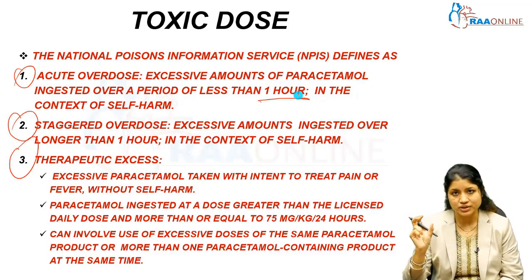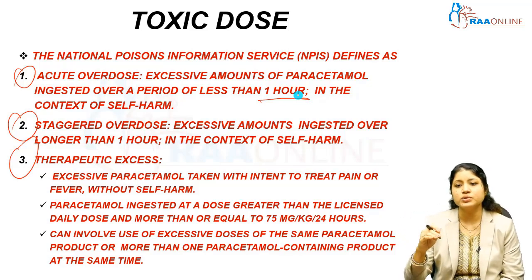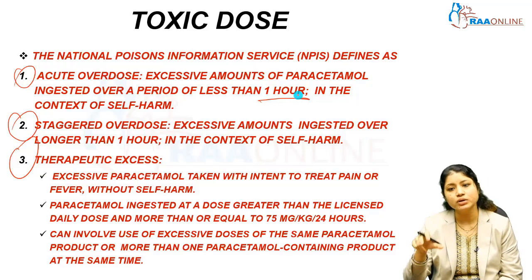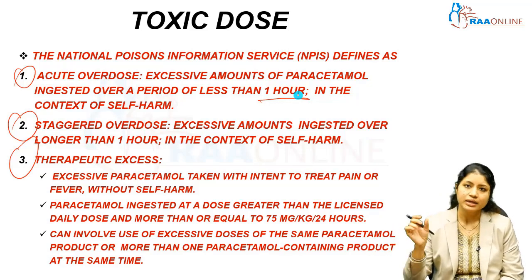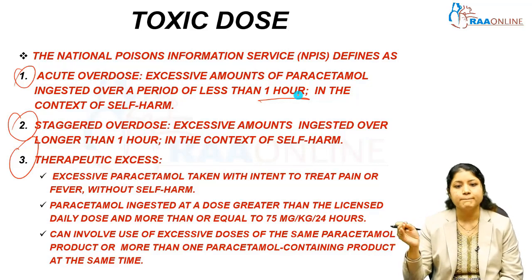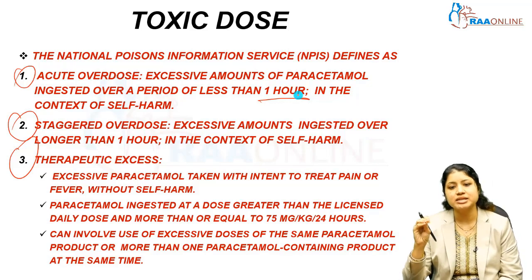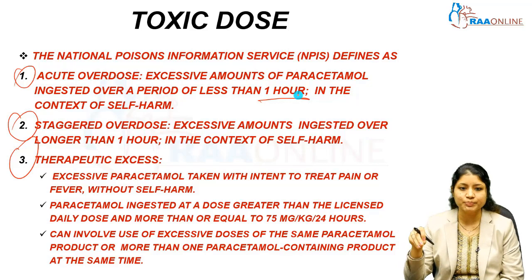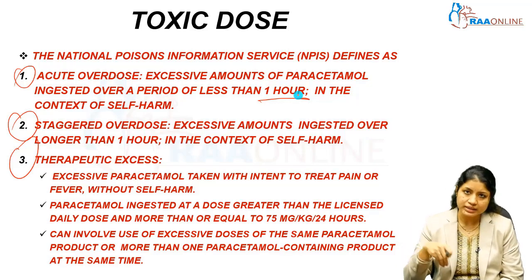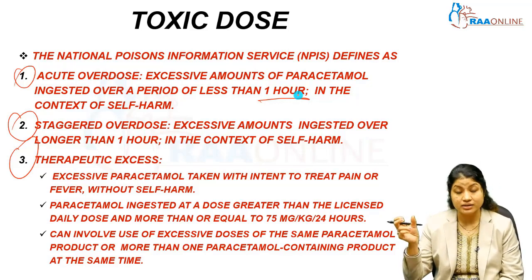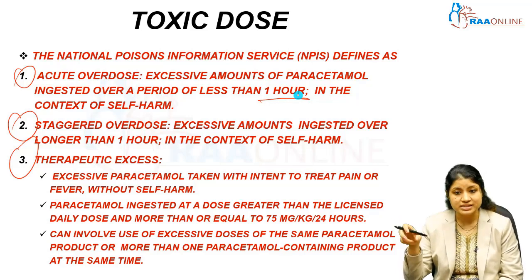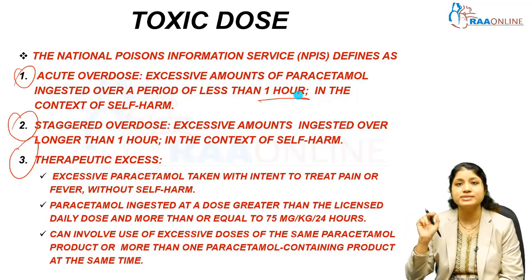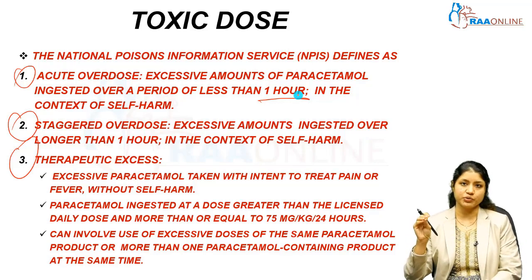And what is the dosage? We'll know it later. Staggered overdose is excessive amounts ingested over longer than 1 hour in the context of self-harm. But what is the therapeutic excess? Therapeutic excess is excess paracetamol taken with intent to treat pain or fever without an intent for self-harm, where the dose of paracetamol ingested is greater than the licensed daily dose, that is more than or equal to 75 mg per kg per 24 hours.